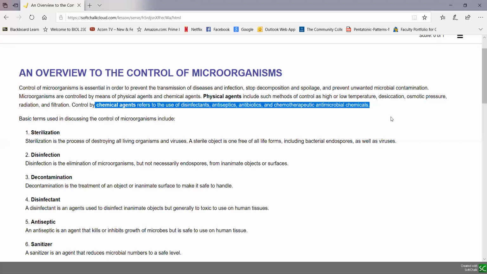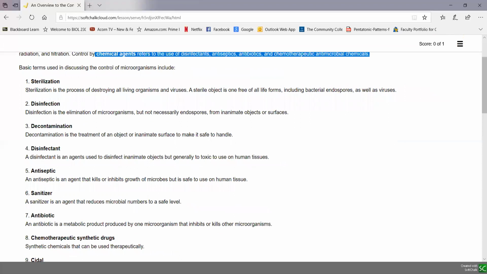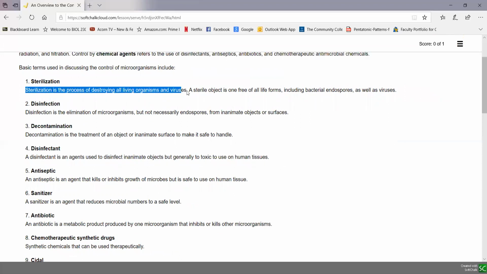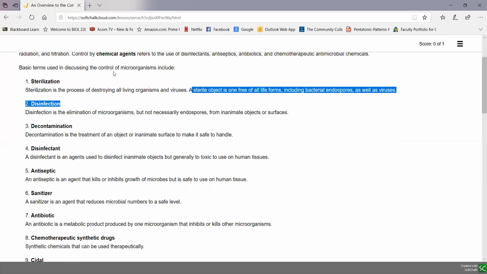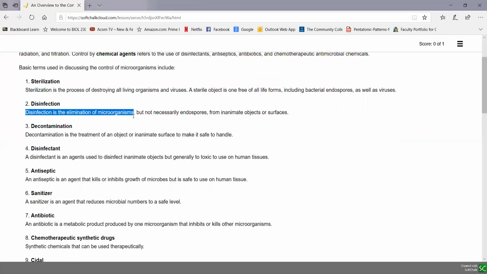And here's some terminology we'll need to know for control using chemical agents. Now, sterilization is the process of destroying all living organisms and viruses. So a sterile object is one that's free of all life forms. That includes endospores as well as viruses. Disinfection is the elimination of microorganisms, but not necessarily endospores, from inanimate objects or surfaces. Decontamination is the treatment of an object or inanimate surface to make it safe to handle.